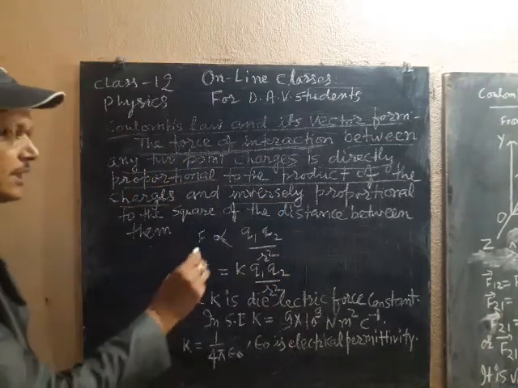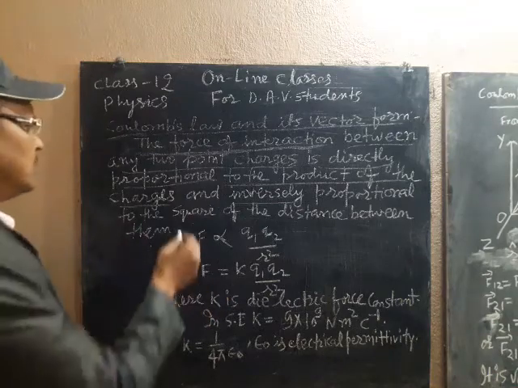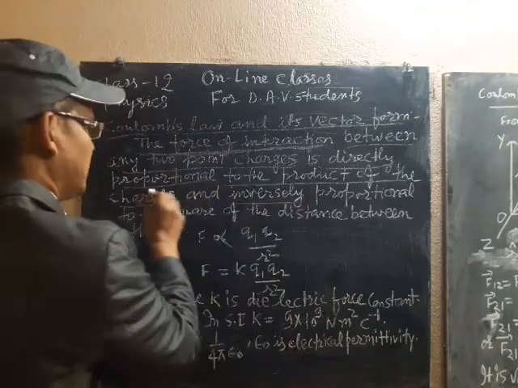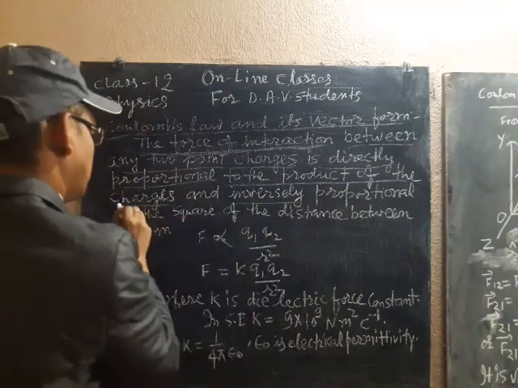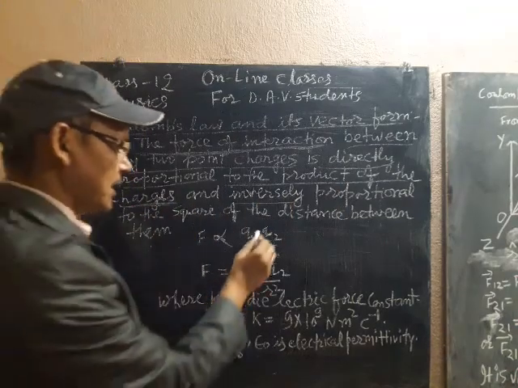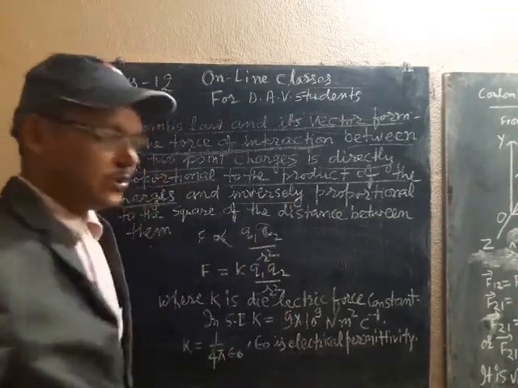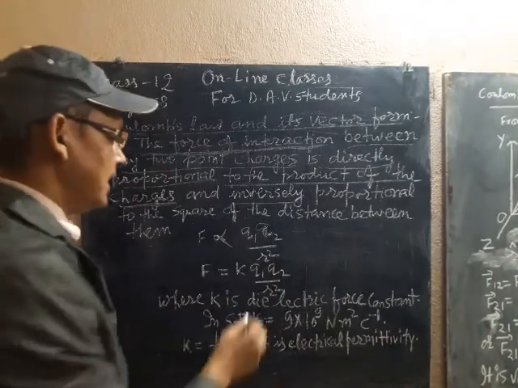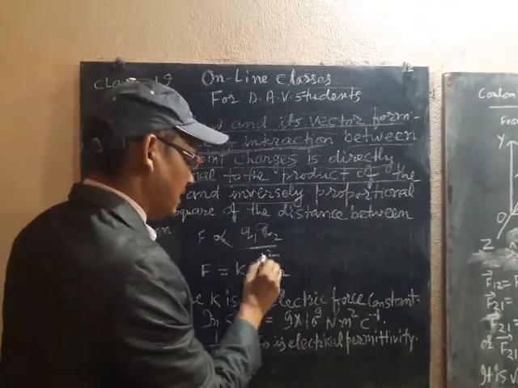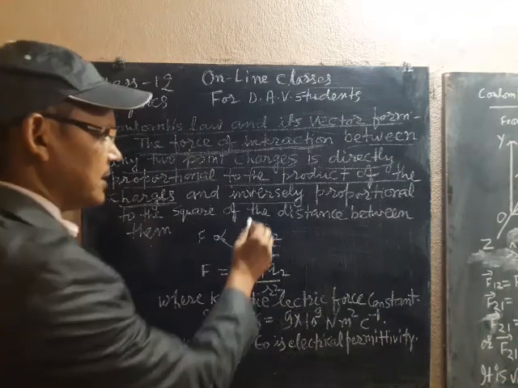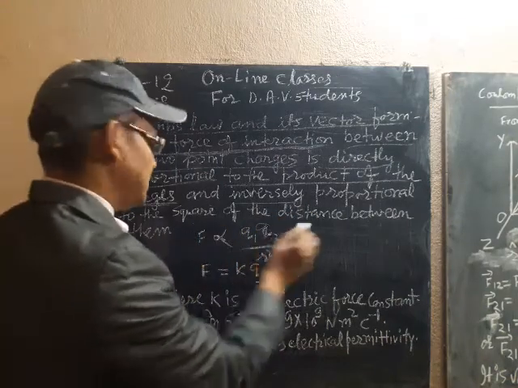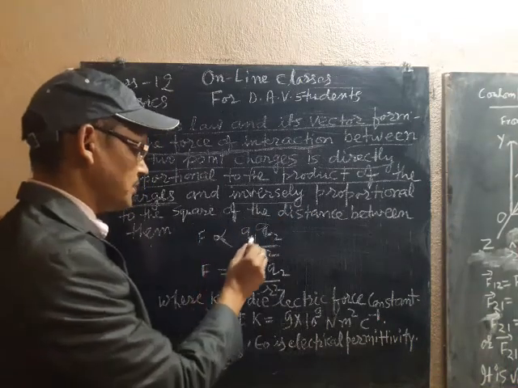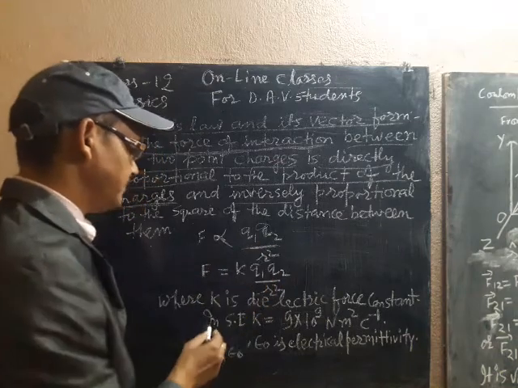Once again I am repeating. The force between two point charges is directly proportional to the product of the charges, which are denoted by Q1 and Q2, and the distance between them is R. So it is inversely proportional to the square of the distance between them. It means F proportional to Q1 Q2 by R square.